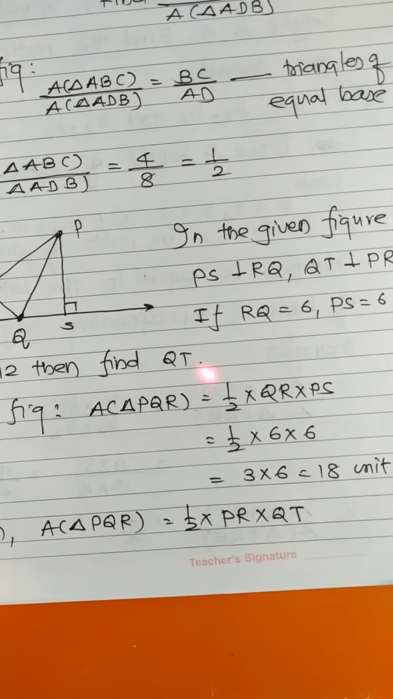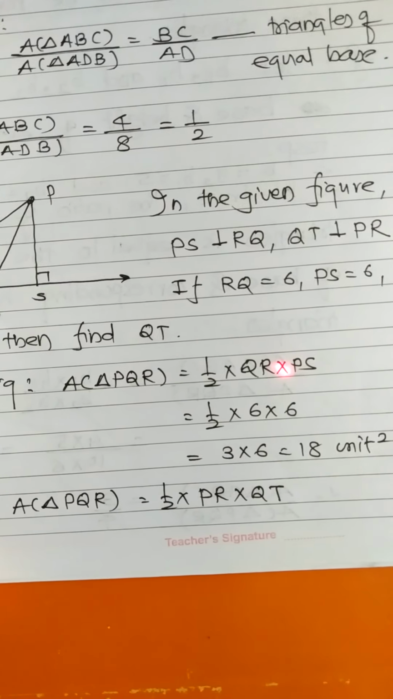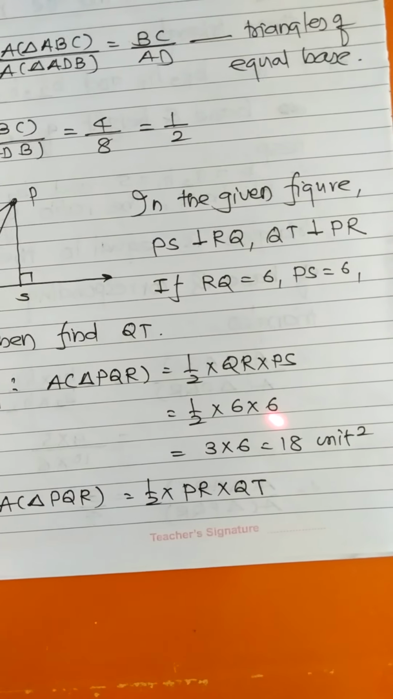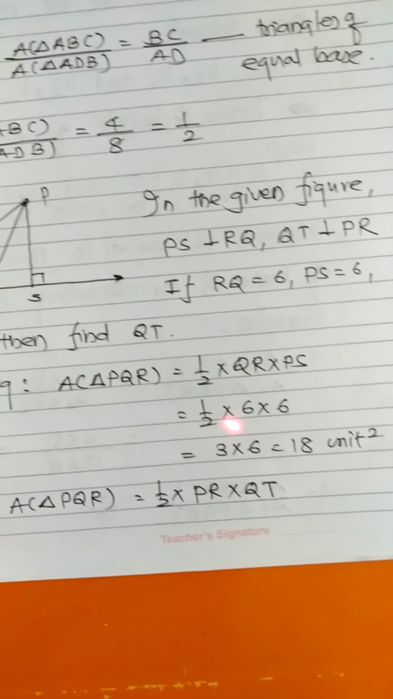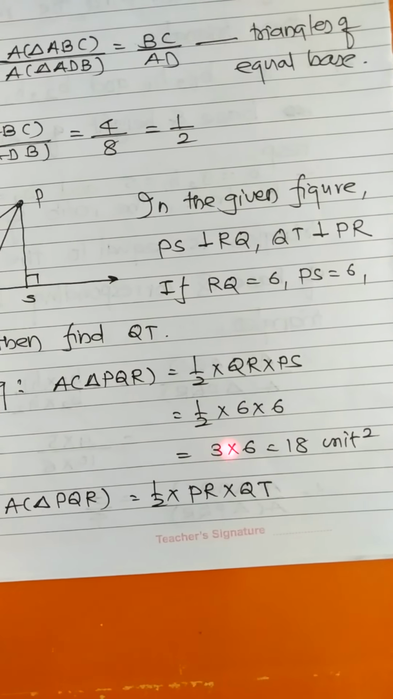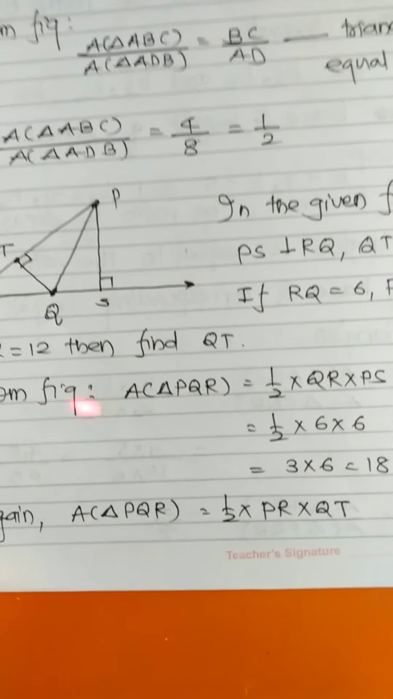So area of triangle PQR equals, first of all, consider base, it is QR. So respective height, it is PS. So 1 by 2 QR into PS. So 1 by 2, 6 into 6, because value is given. So 1 by 2 of 6 means you can say 3, 6 as it is. So 3 into 6 means 18 unit square. Area of triangle, it is there.